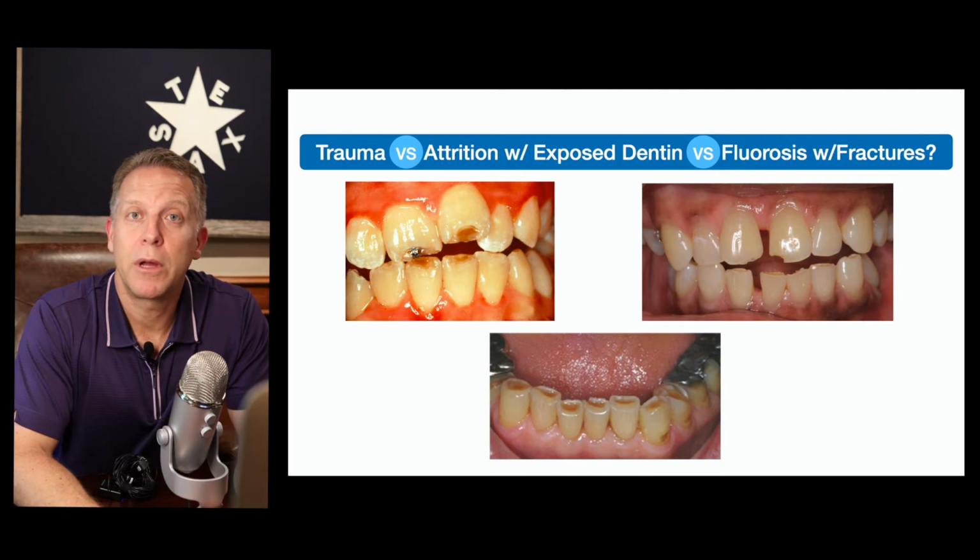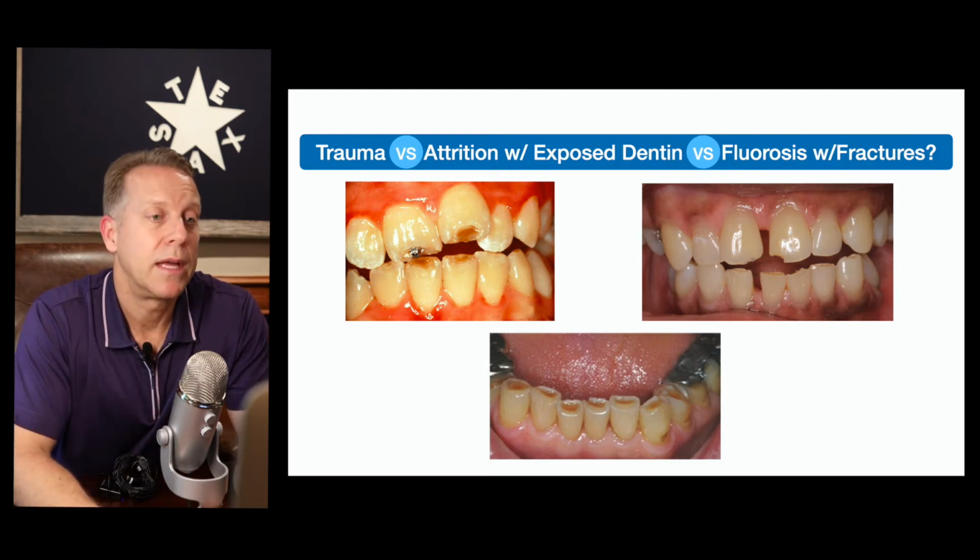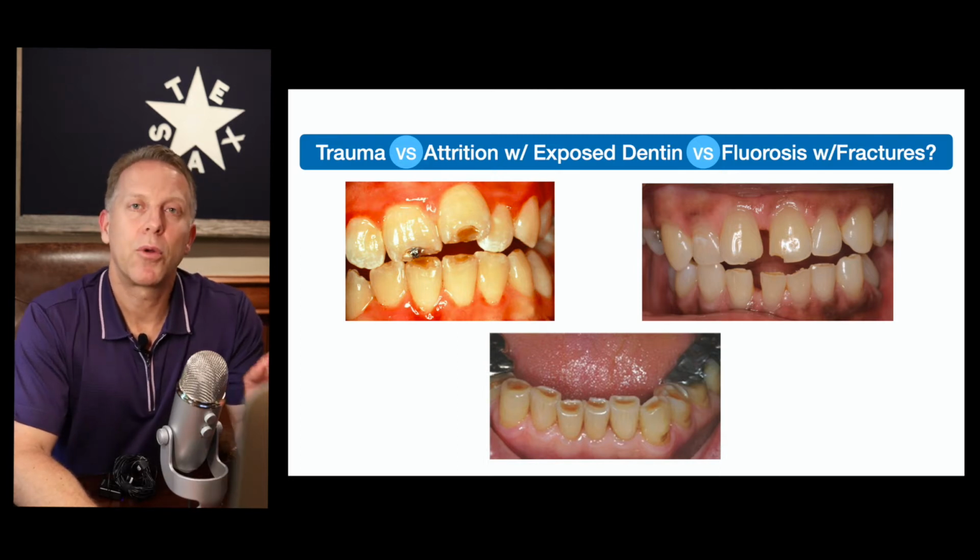And lastly, what about these? Teeth all got some chipping along the edge. There's some dark stuff right along the edge of that enamel. Is that just trauma? Is it attrition with exposed dentin? Or is it fluorosis with fractures? You've got to come up with the right diagnosis.